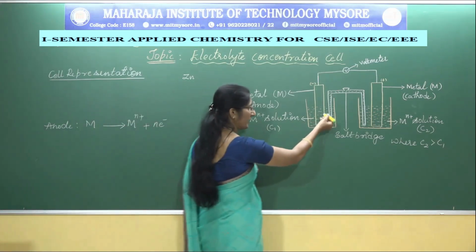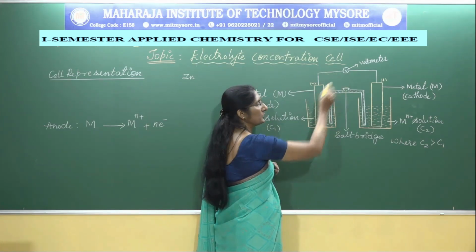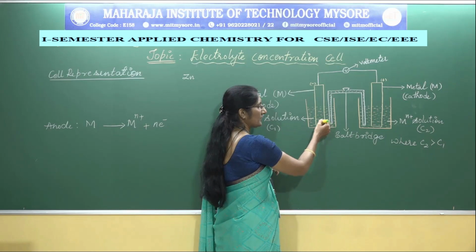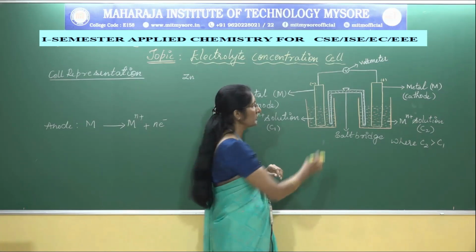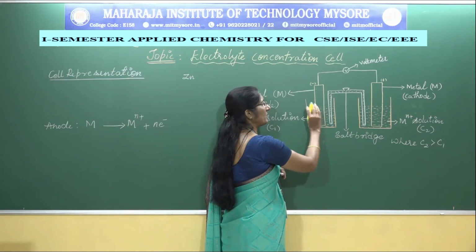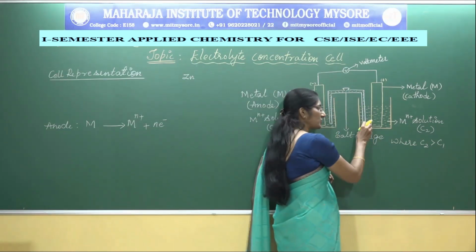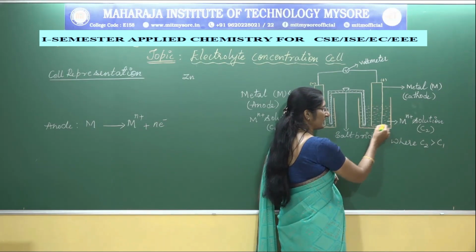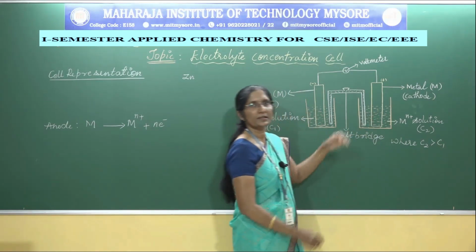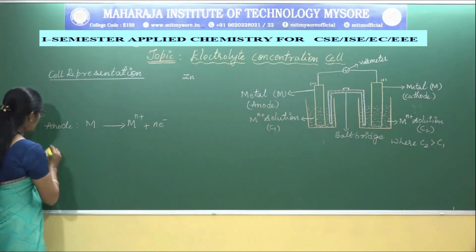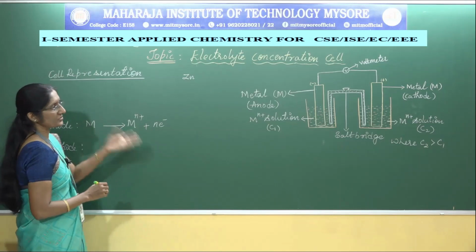These metal ions enter into the solution and the electrons move from anode to cathode. The difference in concentration of the electrolyte makes the redox reaction happen. Therefore, it drives the electrons from the anode compartment to the cathode compartment through the external circuit. So at the cathode, what happens? The metal ions present in the solution migrate towards the vicinity of the electrode and gain the electrons, then undergo reduction. So at the cathode, a reduction reaction takes place.